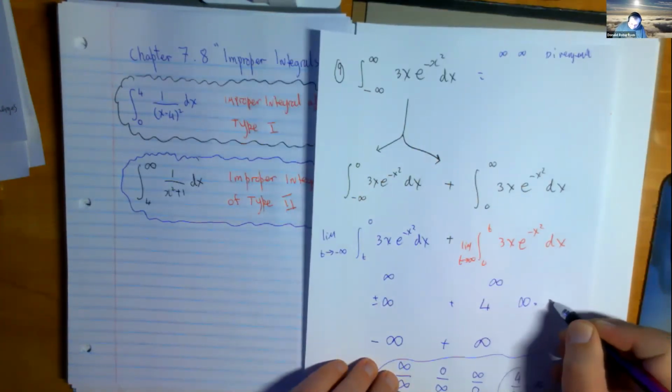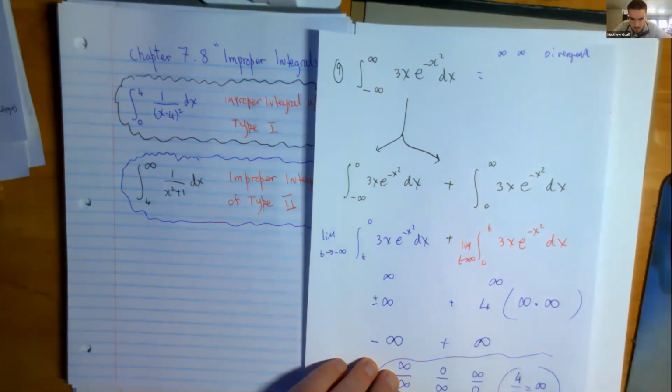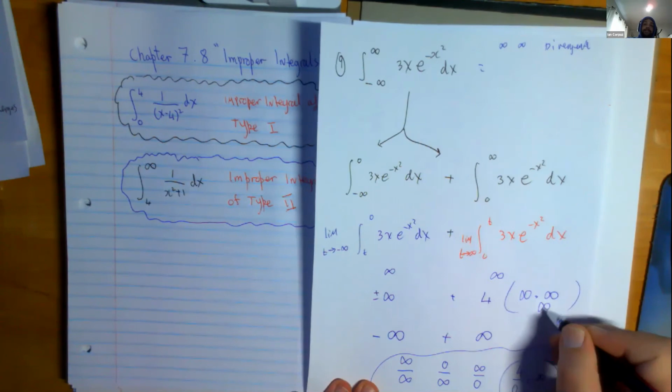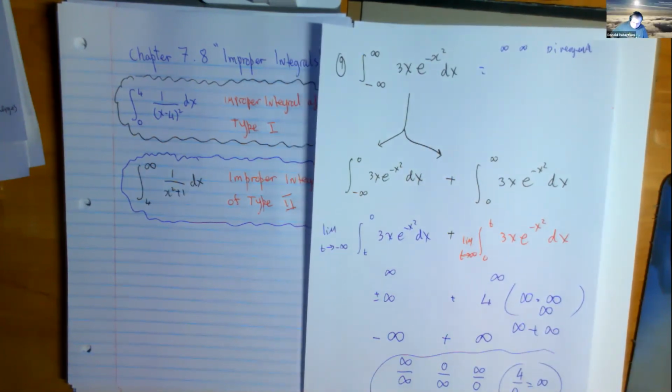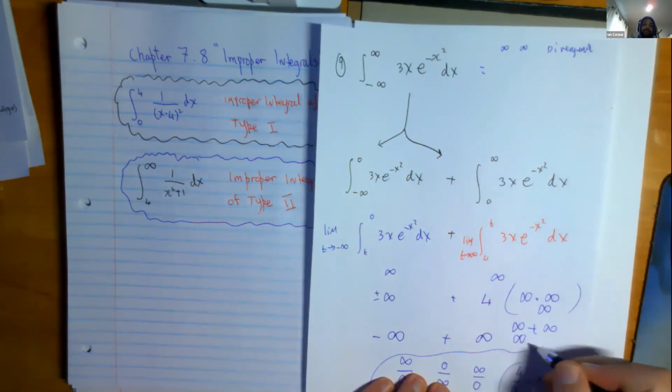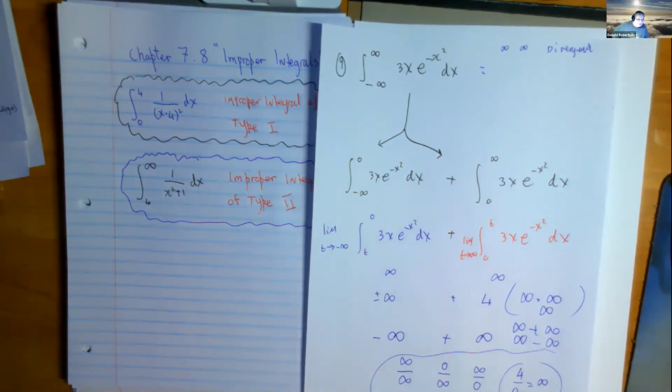What do you think infinity times infinity is? Infinite. Right. What is infinity plus infinity? Still infinite. But what's infinity take away infinity? Don't know. Still infinite. Okay. Nope, don't know.